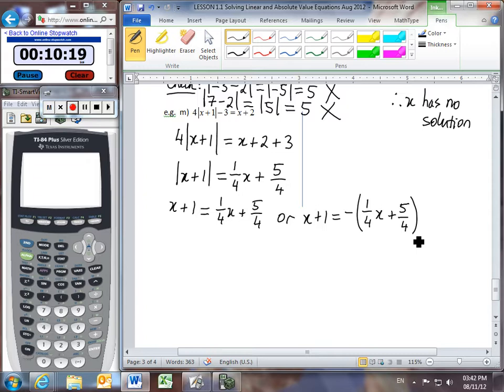Okay, now because these have got fractions in them, let's multiply everything through by the common denominator, which in this case is 4.